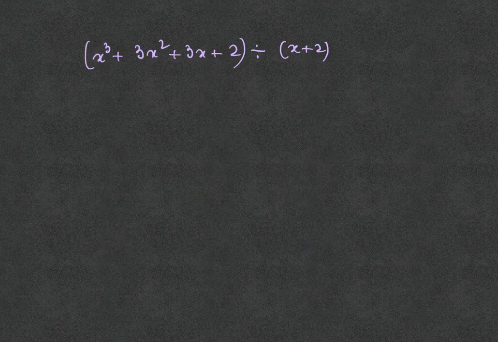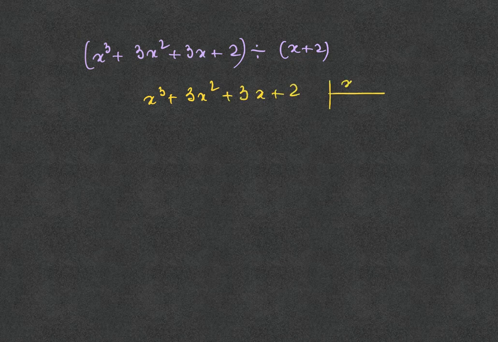Drawing so many dots can be a bit tiring. That's why I'm going to show you as well the classical algorithm, and then you see which one you prefer. So we have x cubed plus 3x squared plus 3x plus 2, and we divide it by x plus 2. And we do the division same as we do it for numbers.